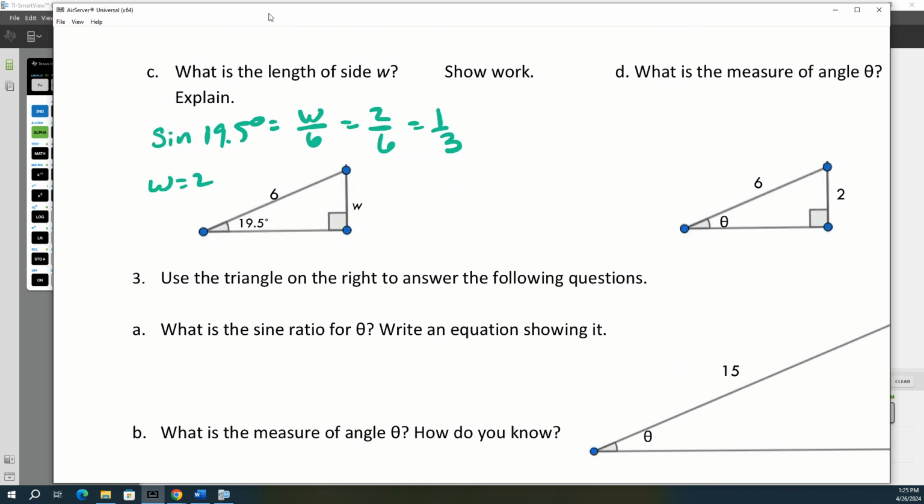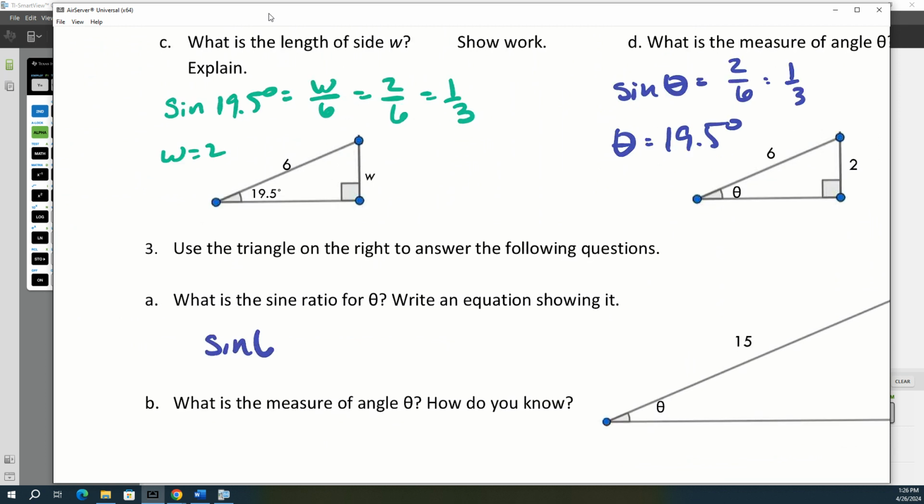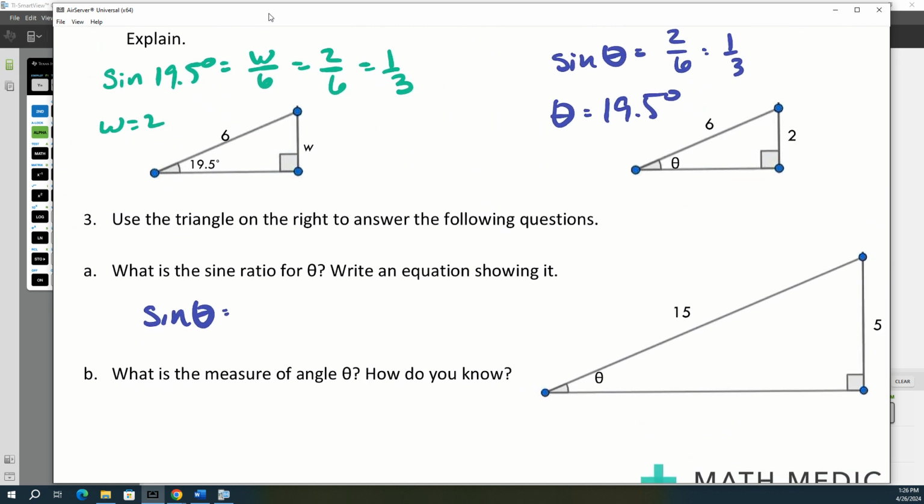All right. And so on D, we know the sine of the angle is equal to 2 over 6, which reduces to 1/3. So what's the angle? There you go. All right, and then for A, what is the sine ratio for theta? So that's just saying what is the sine ratio and what is the sine of theta means the exact same thing. So the sine of theta is going to be the opposite over the hypotenuse. What does that reduce to? 1/3. Well, hold on. Well, it's 1/3, but theta is 19.5. Good.